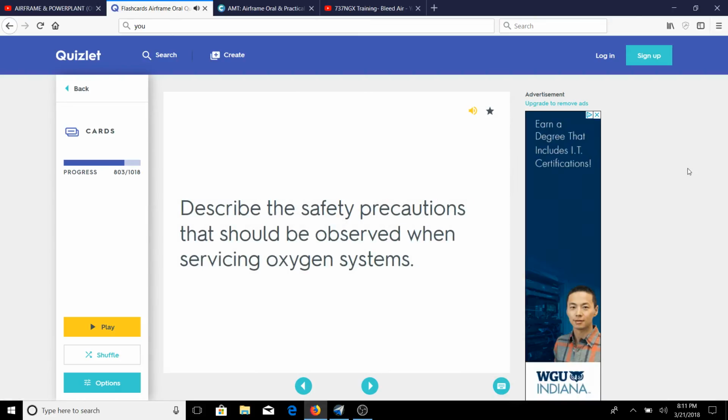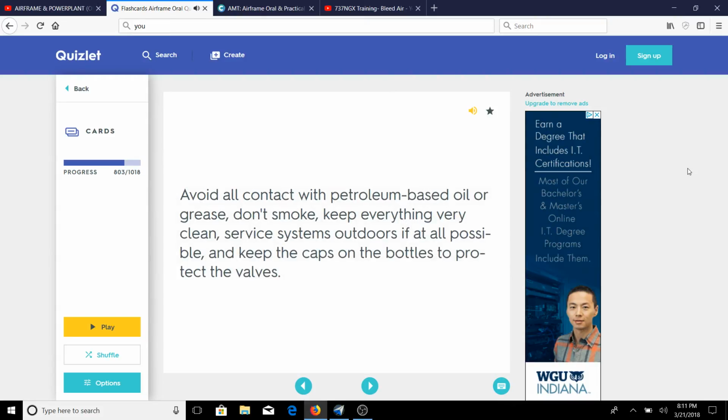Describe the safety precautions that should be observed when servicing oxygen systems. Avoid all contact with petroleum-based oil or grease. Don't smoke. Keep everything very clean. Service systems outdoors if at all possible, and keep the caps on the bottles to protect the valves.